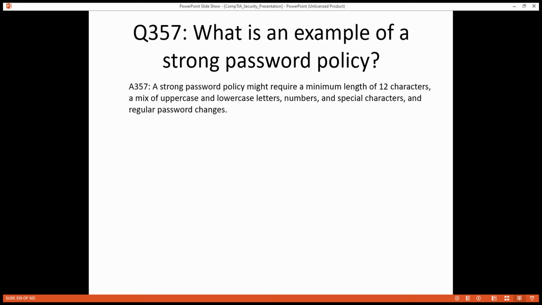Q357. What is an example of a strong password policy? A357. A strong password policy might require a minimum length of 12 characters, a mix of uppercase and lowercase letters, numbers, and special characters, and regular password changes.